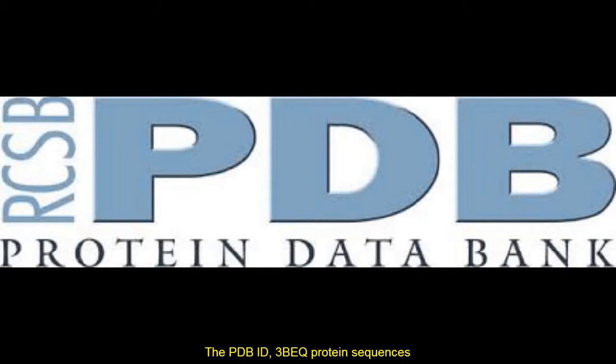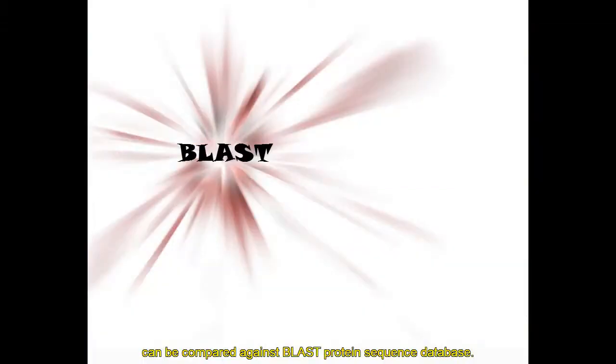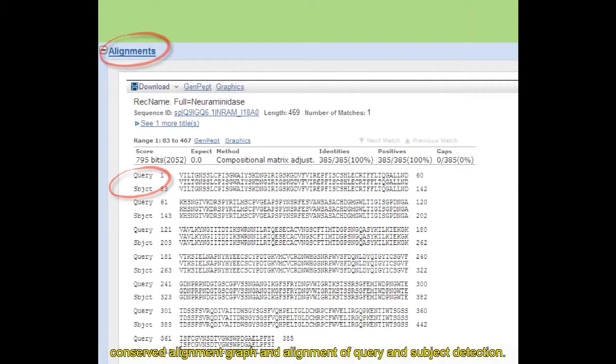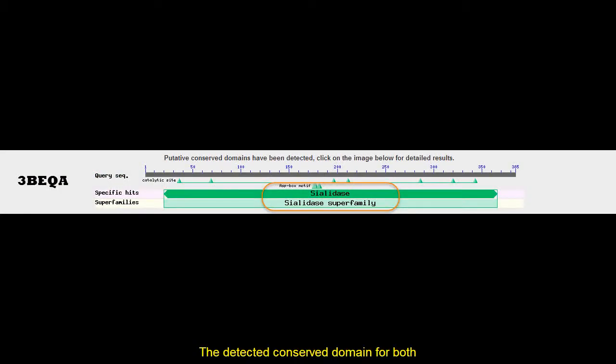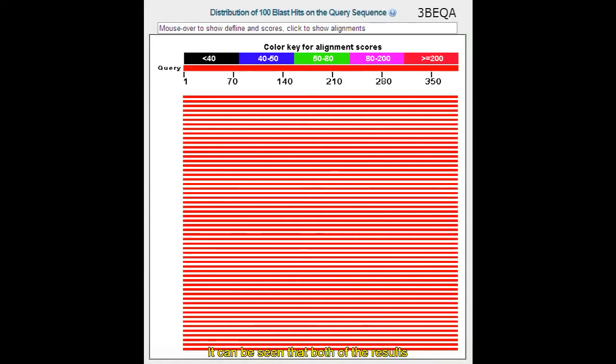The PDB-ID 3BEQ protein sequences can be compared against the BLAST protein sequence database. The results from BLAST include similar conserved domain, conserved alignment graph and alignment of query and subject detection. The detected conserved domain for both of the A and B chains of 3BEQ is CADD. It can be seen that both of the results for 3BEQ-A and 3BEQ-B are the same.